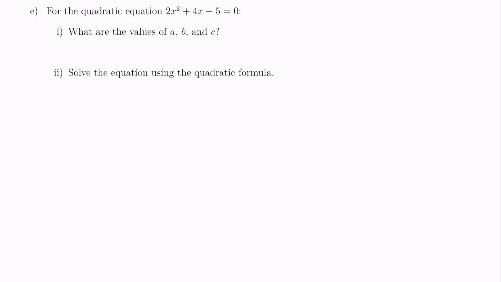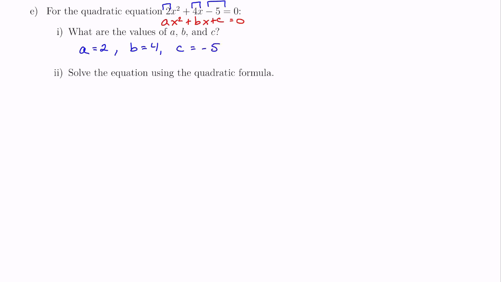Now in part E, we will return to the equation 2x squared plus 4x minus 5 equals 0. And the first part of part E is to address what are the values of a, b, and c. Remembering that a standard quadratic equation is ax squared plus bx plus c equals 0, our value of a is a coefficient on the x squared term. Our value of b is a coefficient on the x term. And our value of c is the constant. So our values of a, b, and c are a is equal to 2, b is equal to 4, and c is equal to negative 5.